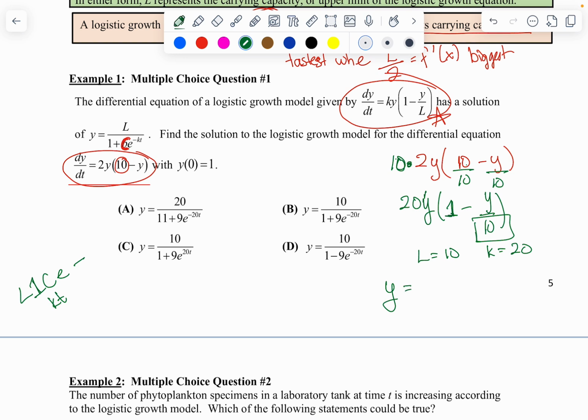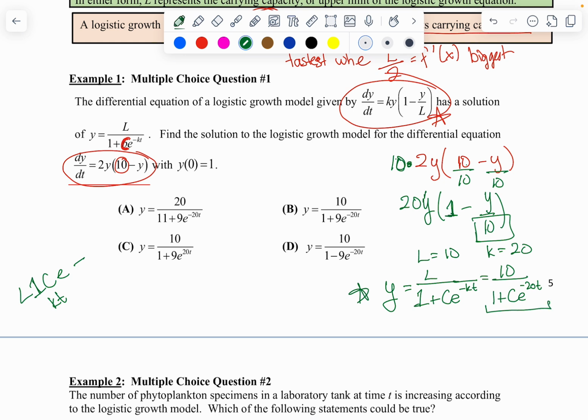So L is going to be, right, L over 1 plus C e to the minus KT. Because if you don't memorize this general solution, you're going to have to separate and differentiate this equation and integrate this equation on every single turn. So it is crucial that you do memorize this. So the L is 10, 1 plus C e to the minus K, so minus 20 T. So right here is my general solution.